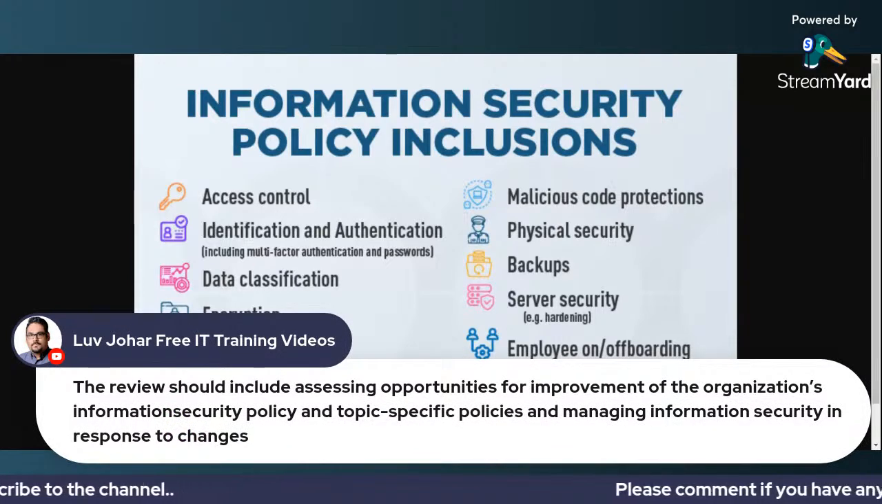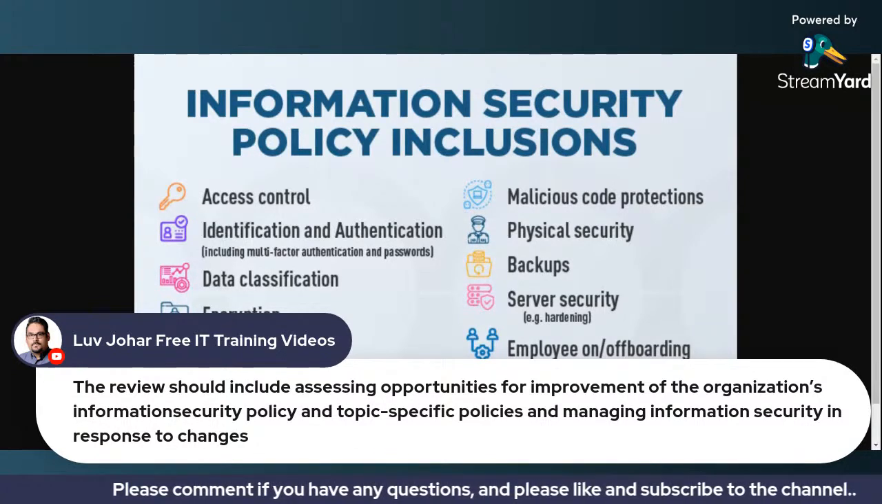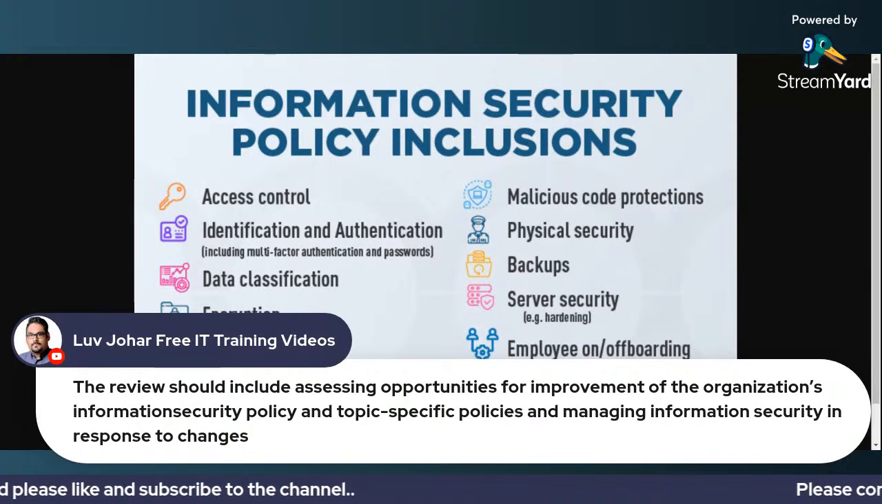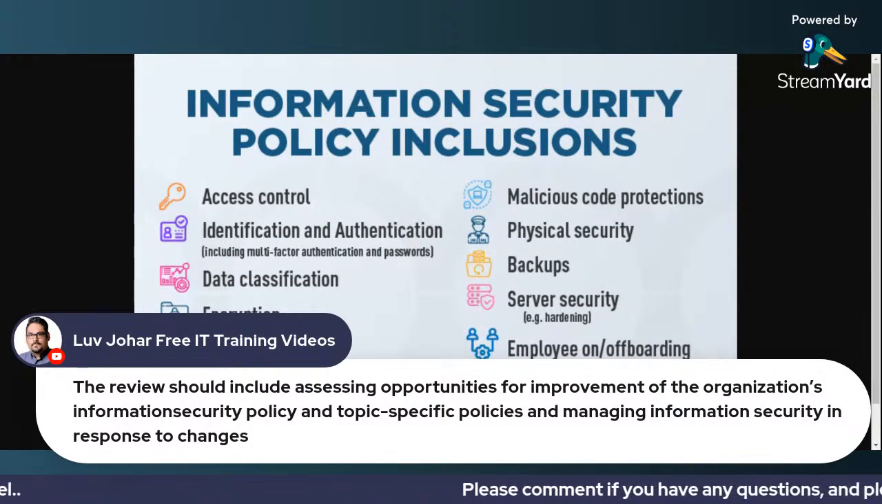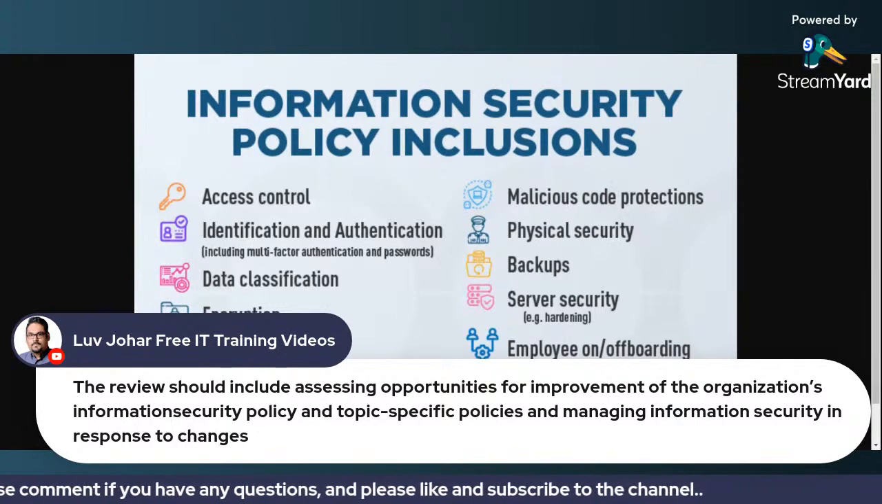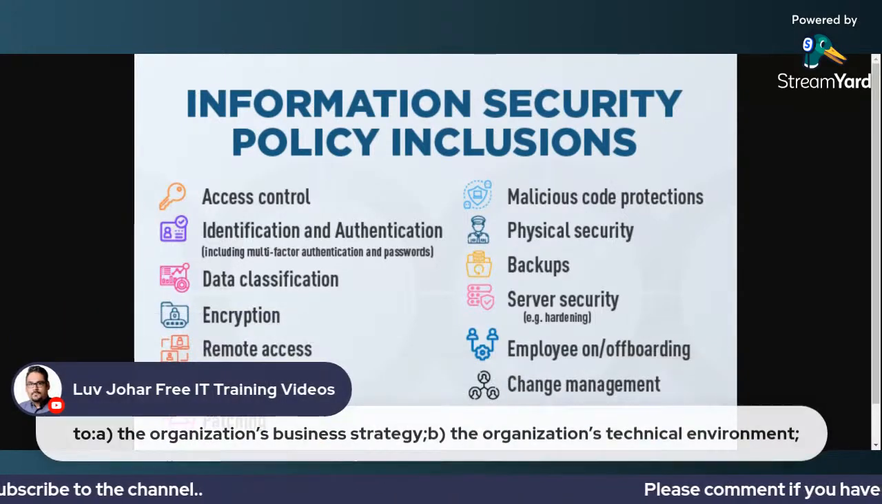First of all, what should the review include? The review should include assessing opportunities for improvement of the organization's information security policy. Is there an opportunity for improvement? First of all, that you have to assess. And topic specific policies: the review should be done for both of them, the top level security policy and the topic specific policies as well. And managing information security in response to changes. What are these changes? That is the main question.